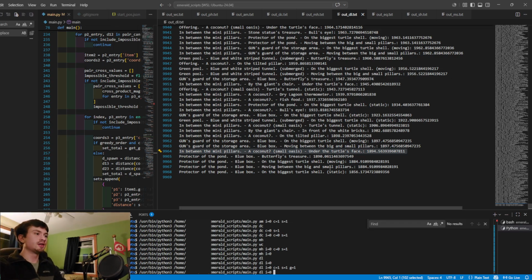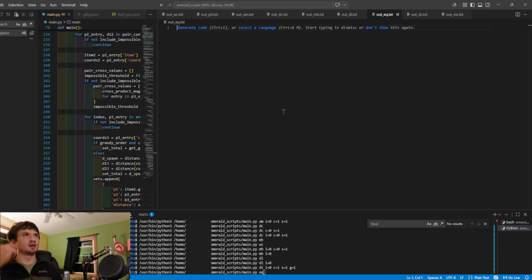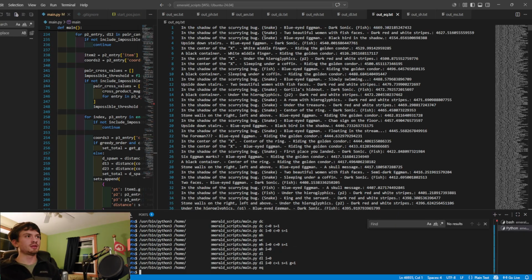Let's keep going. Egg Quarters. So for creating the big triangle here, I was thinking that it would probably be something like Under the Hieroglyphics First Piece. I believe that's what it's called. I think you know the one I'm talking about, the one in the green room by the machine's path. I thought it would be that, but it's actually not. It's in the Shadow of a Scurrying Bug, which, when you think about it, does make sense, because it is farther if you look at an overhead view of Egg Quarters.